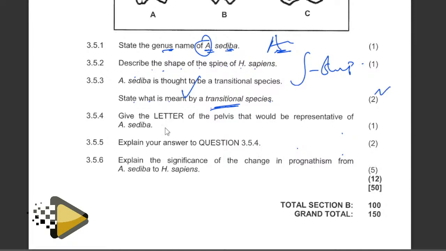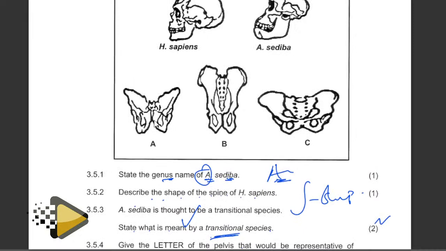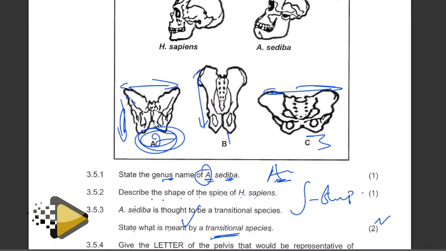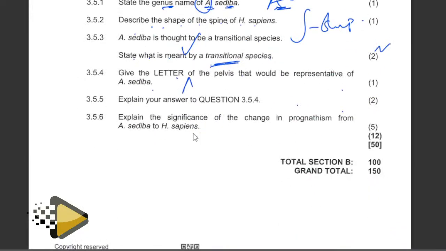Okay, they're saying give the letter of the pelvis that would be represented by Australopithecus sediba. In this case, you look at this: it is more wide, but it's not that wide. This is more narrow, but it's not that narrow. So this is like 1, 2, 3. So this is in the middle. So this is Australopithecus sediba. Therefore, the answer becomes A.